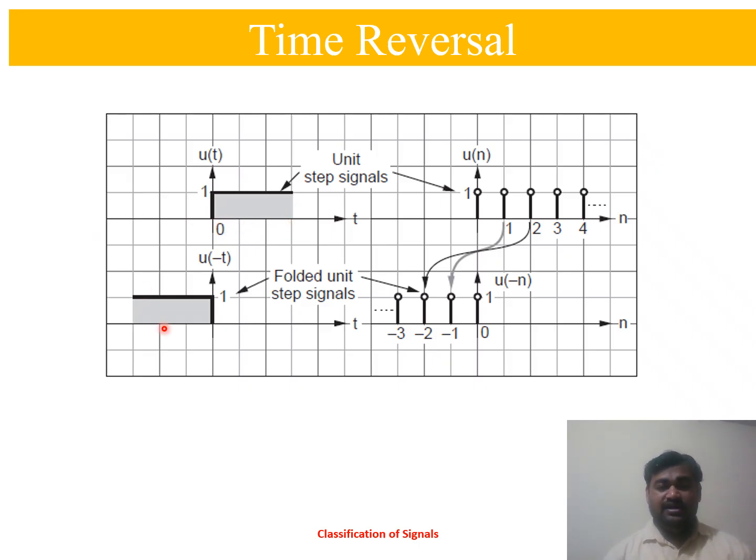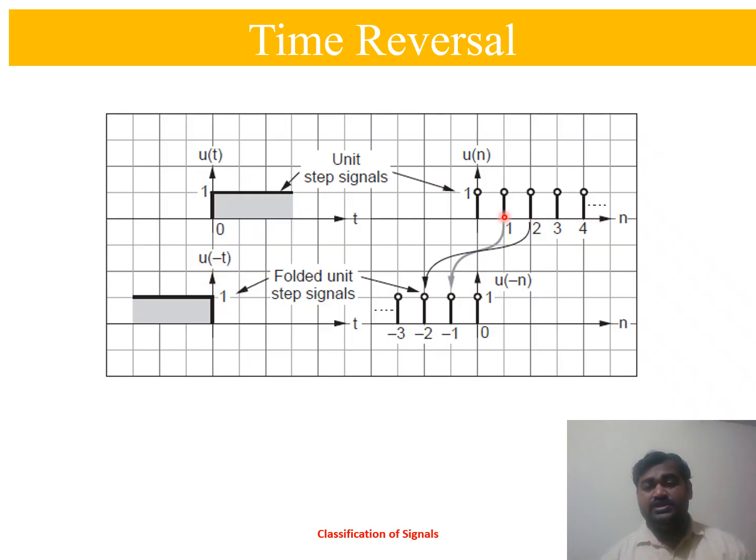If you fold the signal, the left side becomes 1 and the right side becomes 0. This is a folding signal. Here we are folding a step signal, because the given input is a step signal. When the step signal is folded, it becomes u of minus t.